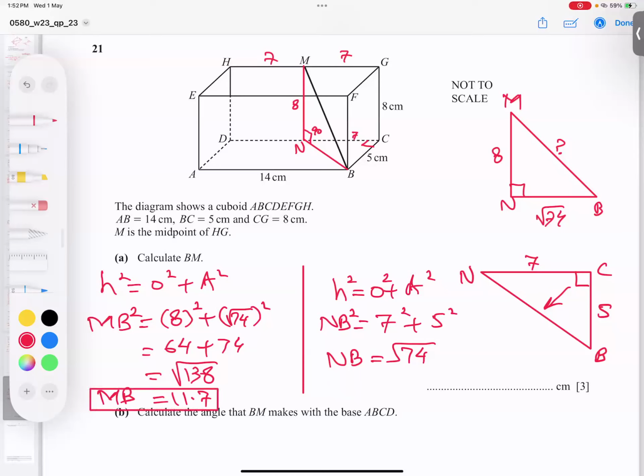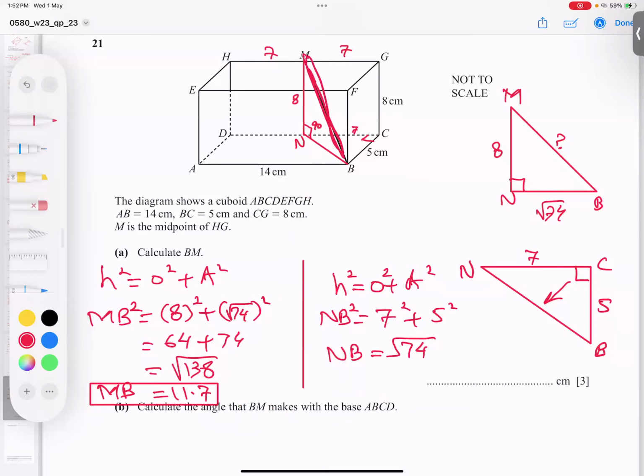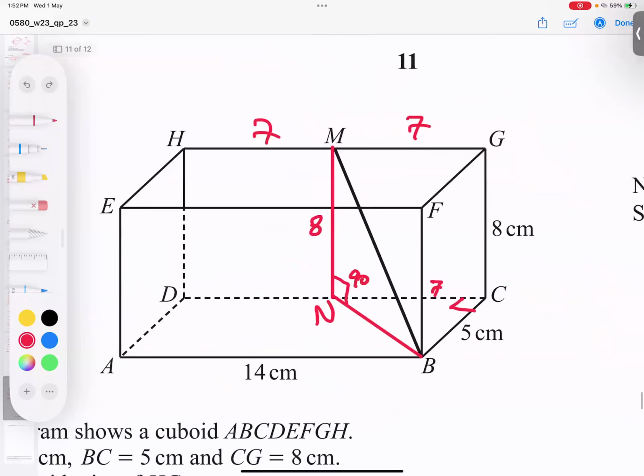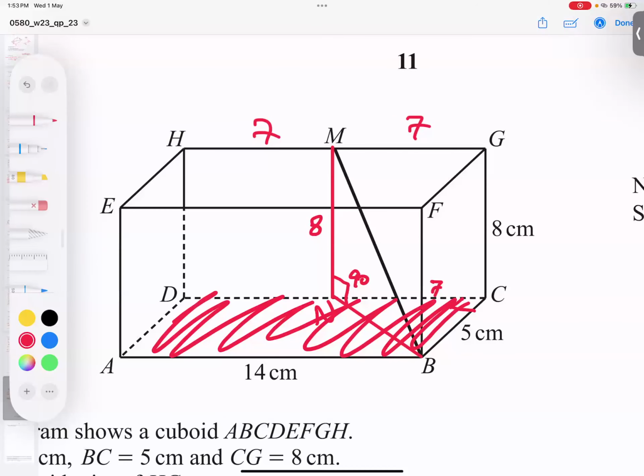So students, I believe you understood the first method. What I started was also correct. You can choose any two triangles. Now, next part: the angle BM makes with the base. Where is BM, students? BM is this. He said with the base, so let me show you the base. Actually, this full floor is called the base or floor. So this MN, MB, this angle makes with what? This.